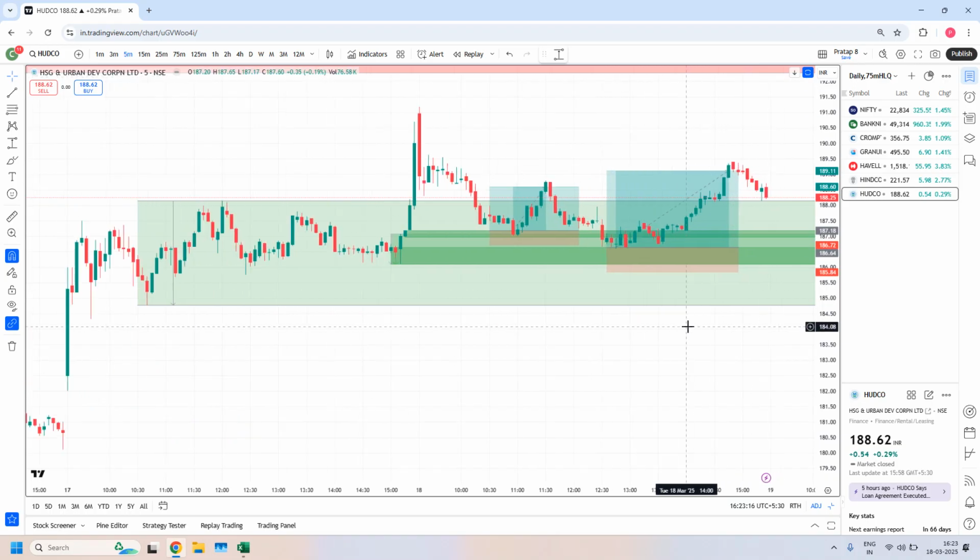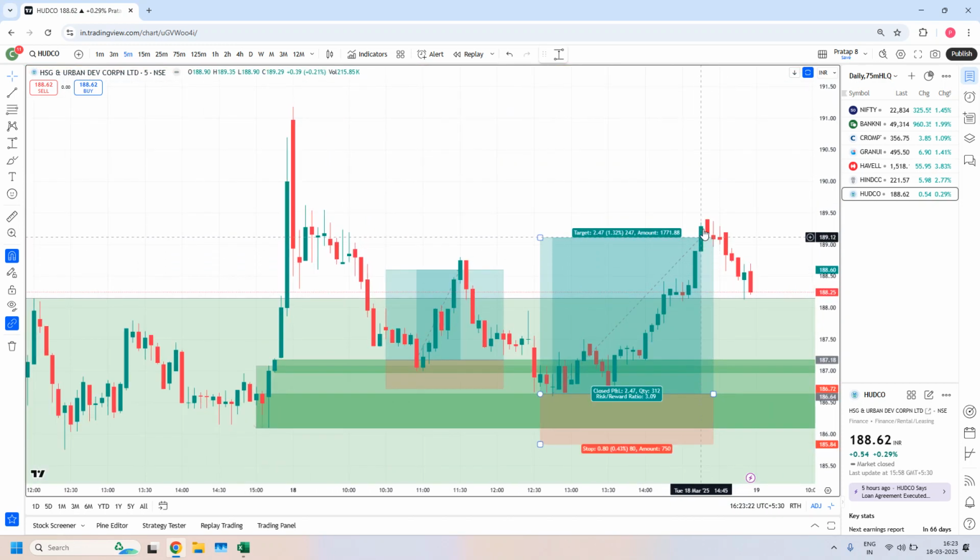And moreover, it is at 2:45. Many people will be booking the profits also. Selling pressure also it will get. That is what happened here. See, after the 2:45 candle, it got the selling because people might be booking the profits nearing the closing of the market. So that's why booking the profit at 1:3 RR is a very wise decision for the second trade.